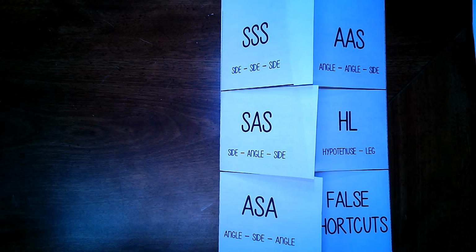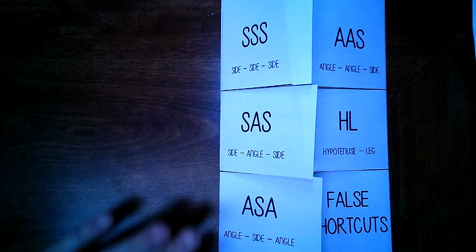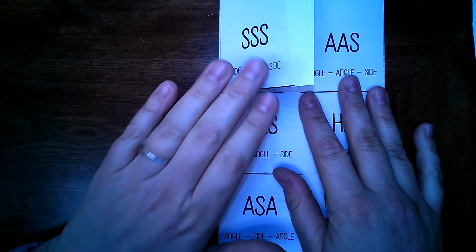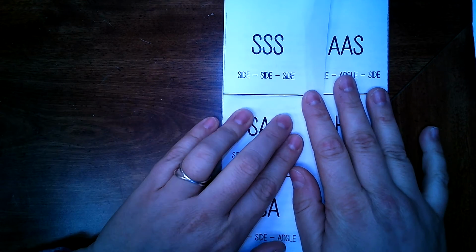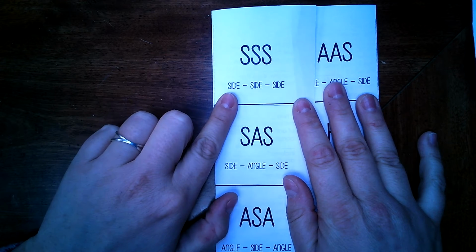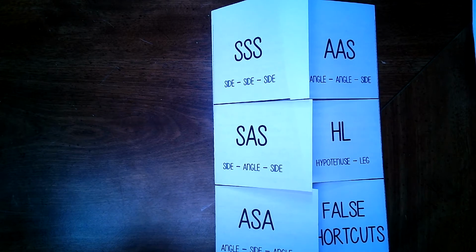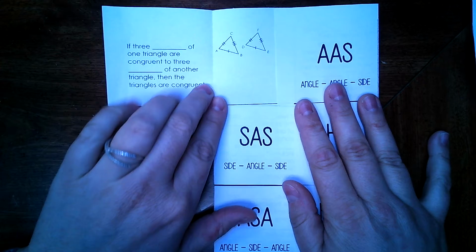So there are 5 ways to prove that triangles are congruent to each other. The first way we're going to look at is this SSS pack here. Let's start here. SSS stands for side, side, side. Okay, so let's open up and see what that means.